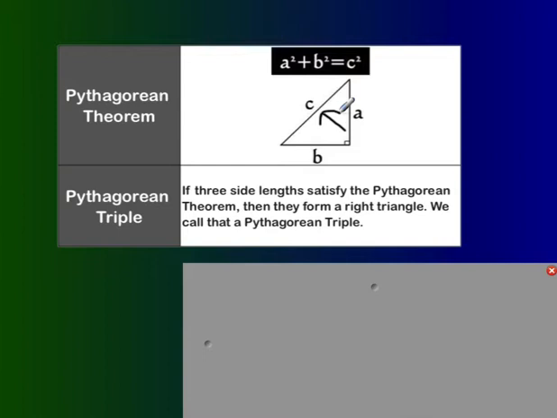So what we're going to be doing for starters is taking a look at three numbers and seeing if they form a Pythagorean triple. So let's go ahead and take a look at that. For number one, we want to see if these form a Pythagorean triple. We're going to take the two smaller sides and square them, and we need to see, okay, does that equal the larger side squared?